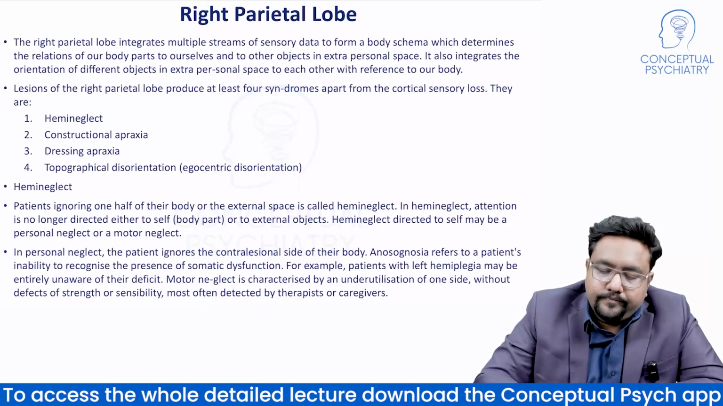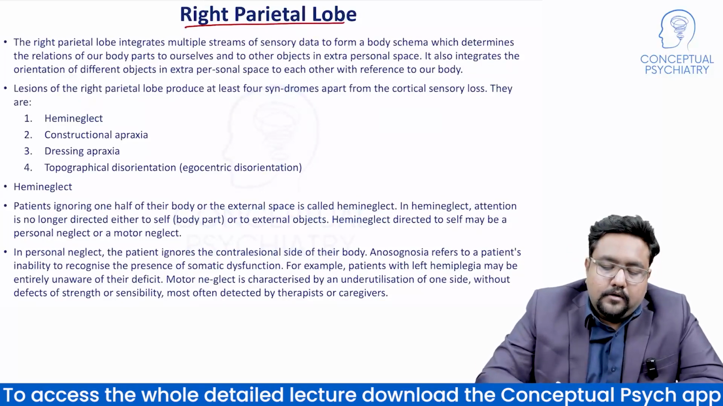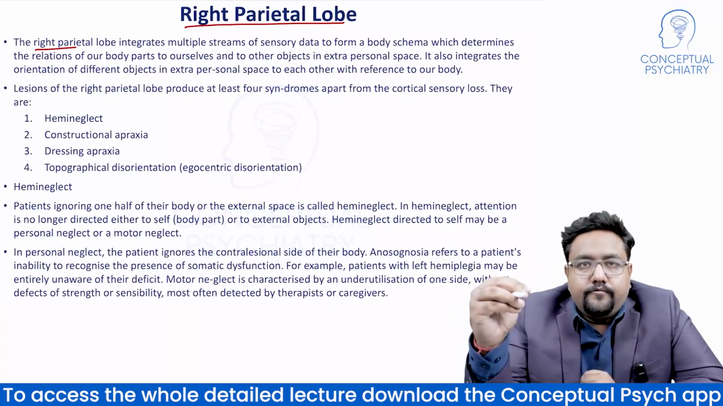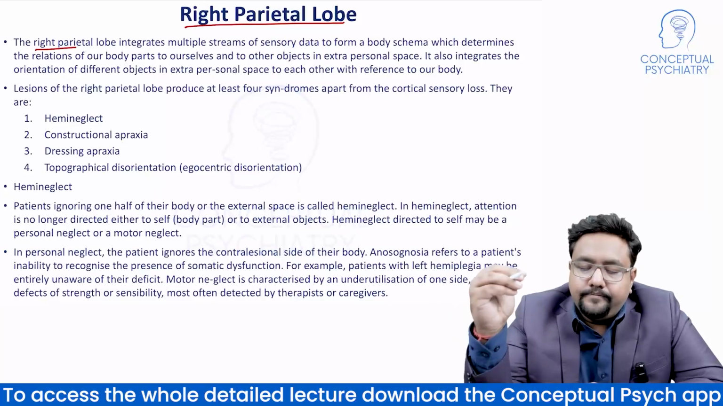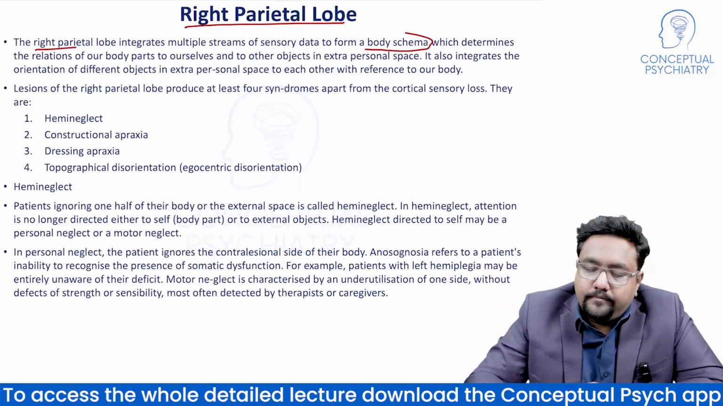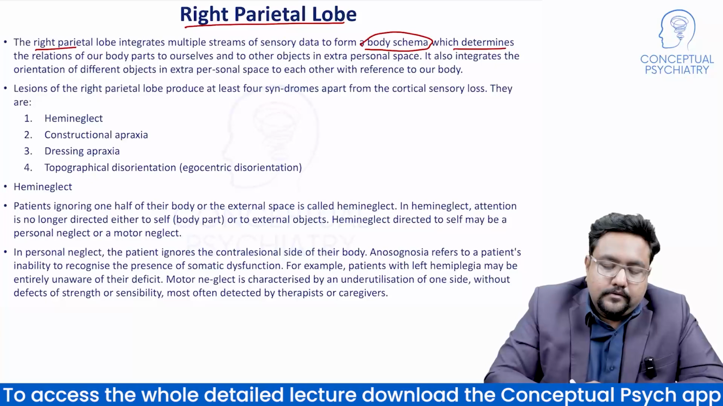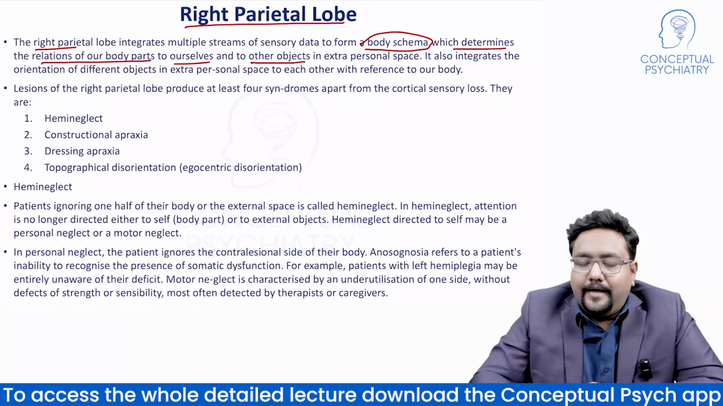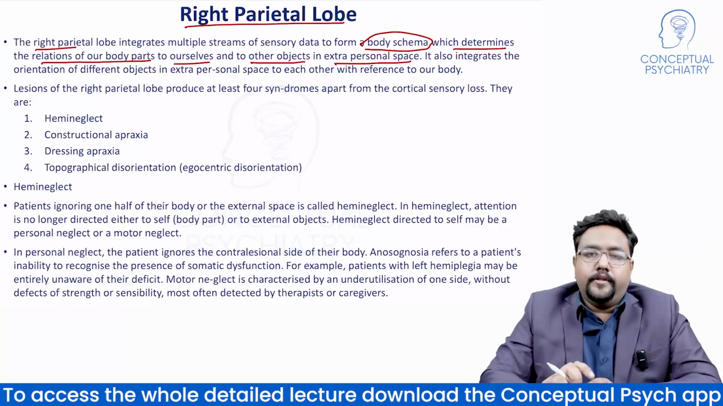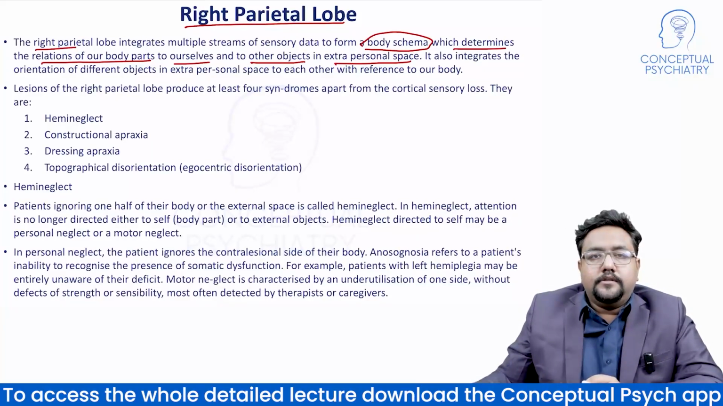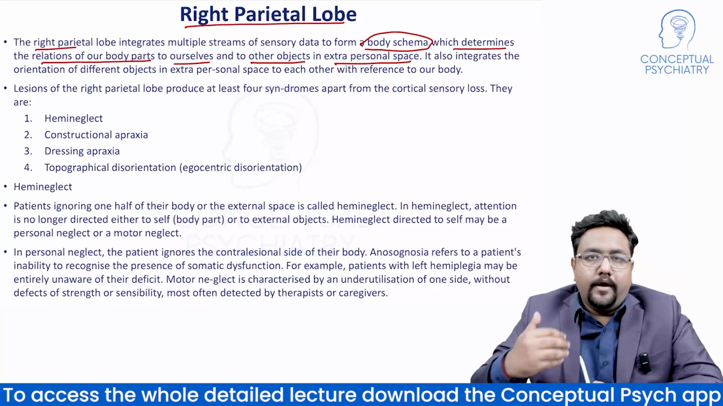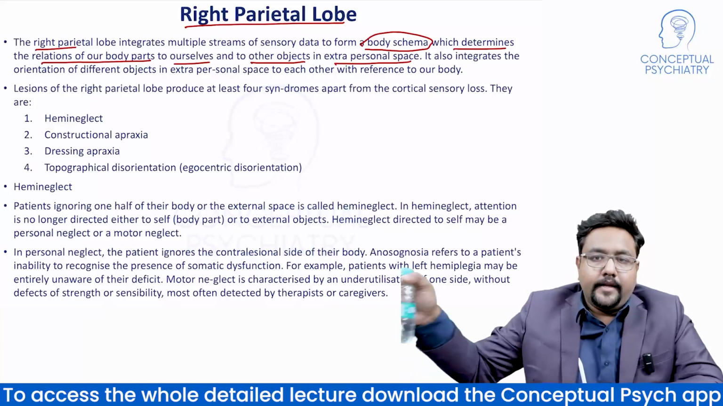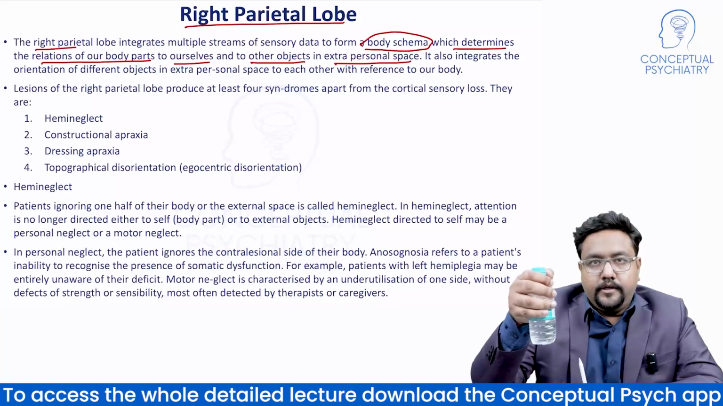The right parietal lobe integrates multiple streams of sensory data to form a body schema, which determines the relations of our body parts to ourselves and to other objects in extrapersonal space. That is, I know how far this water bottle is. So while I am looking at the camera, I can still extend my hand, grasp the water bottle and bring it over here.